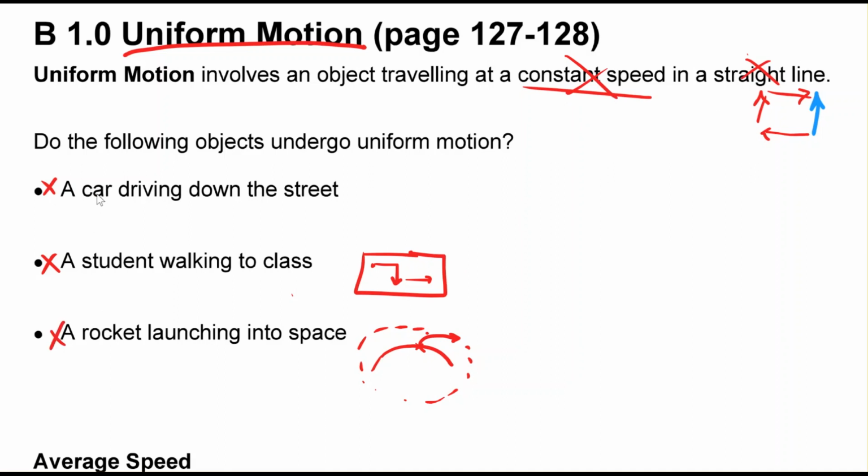Uniform motion is kind of this idealistic version of motion where it's very easy to predict what's going on. It's very easy to analyze its motion. But unfortunately, that's not a very realistic scenario for a lot of different things.